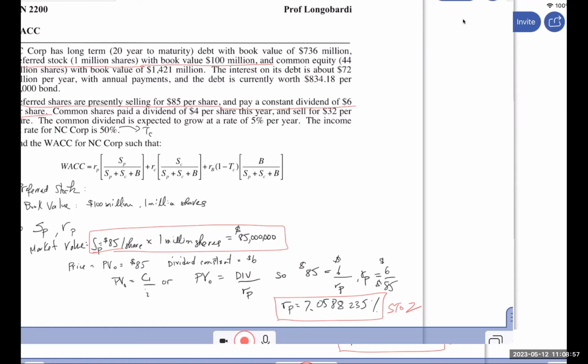Let's see if I get the right answer. So for the ratios, for SP, I'm going to start with 85 million, 3, 4, 5, 6, divided by, with a bracket, 85 million, 1, 2, 3, 4, 5, 6.